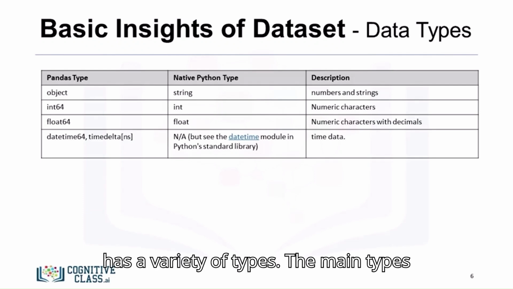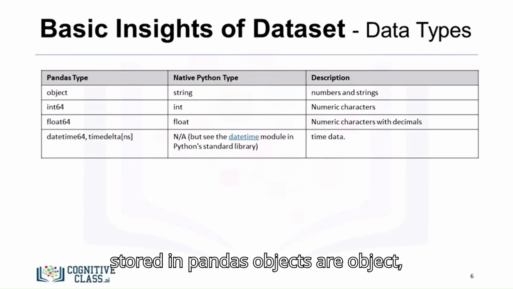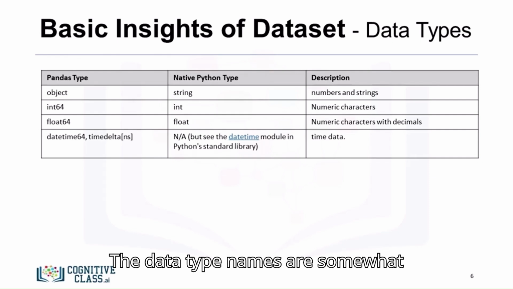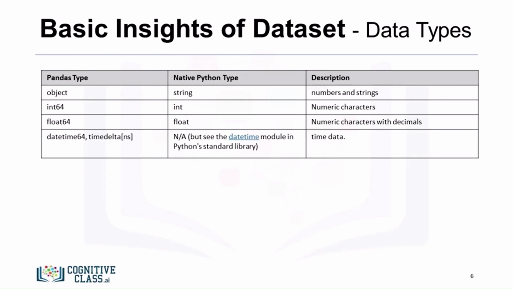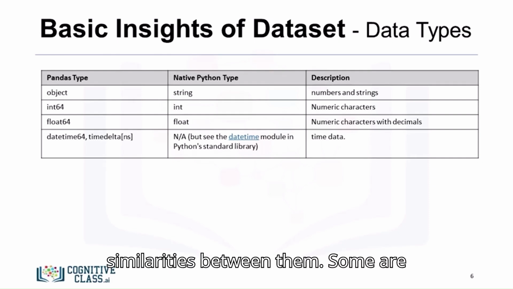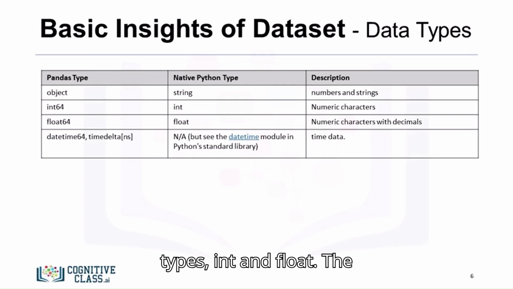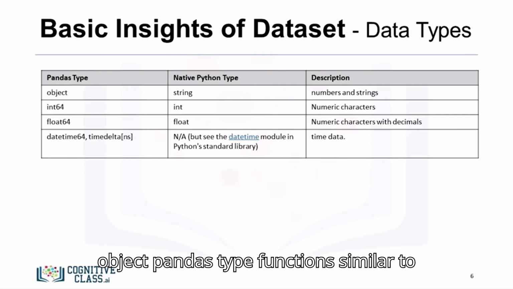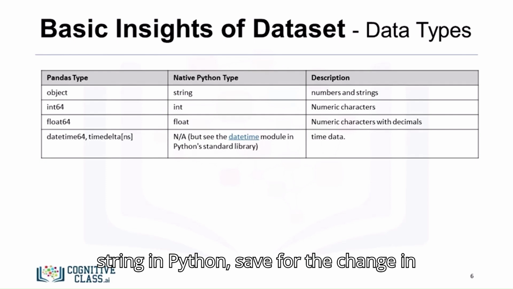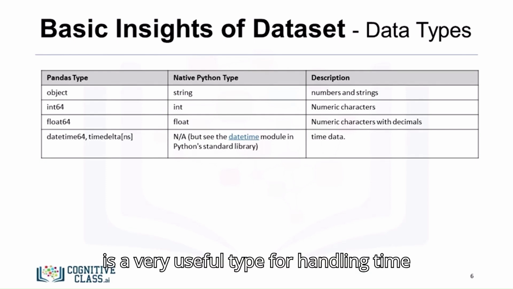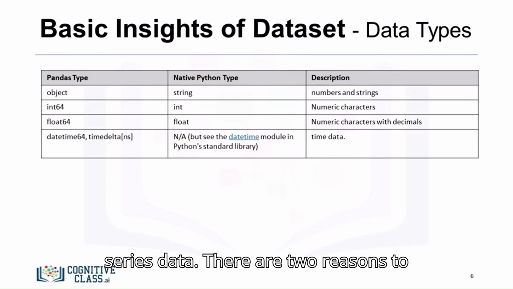Data has a variety of types. The main types stored in Pandas objects are object, float, int, and datetime. The data type names are somewhat different from those in native Python. This table shows the differences and similarities between them. Some are very similar, such as the numeric data types, int and float. The object Pandas type functions similar to string in Python, save for the change in name, while the datetime Pandas type is a very useful type for handling time series data.